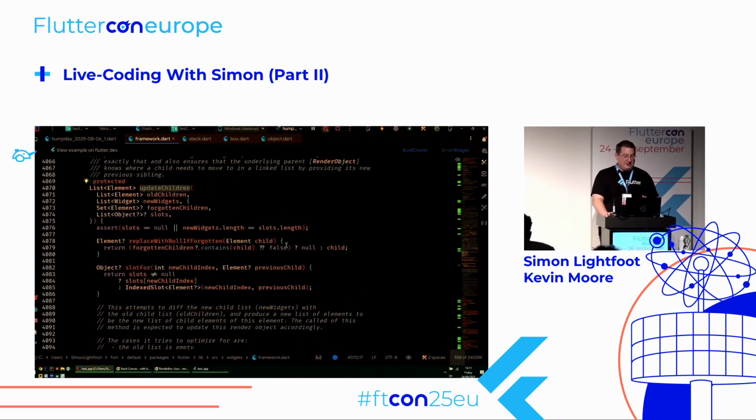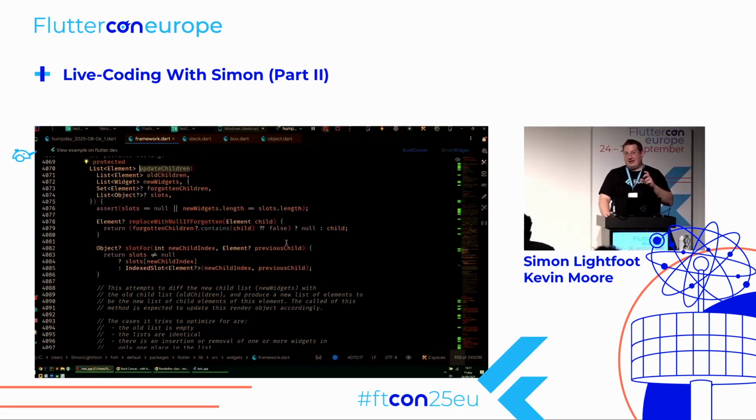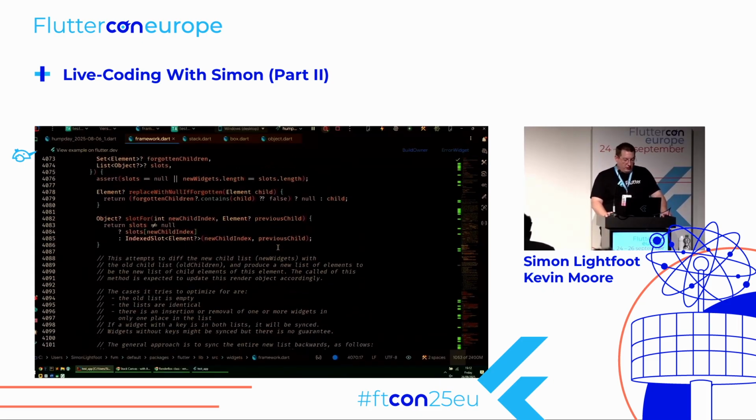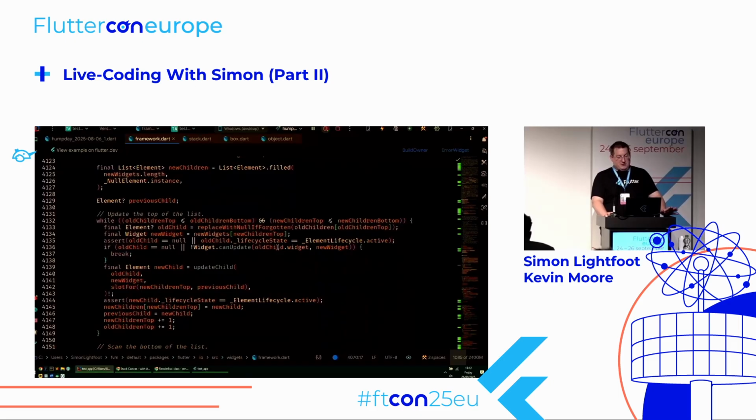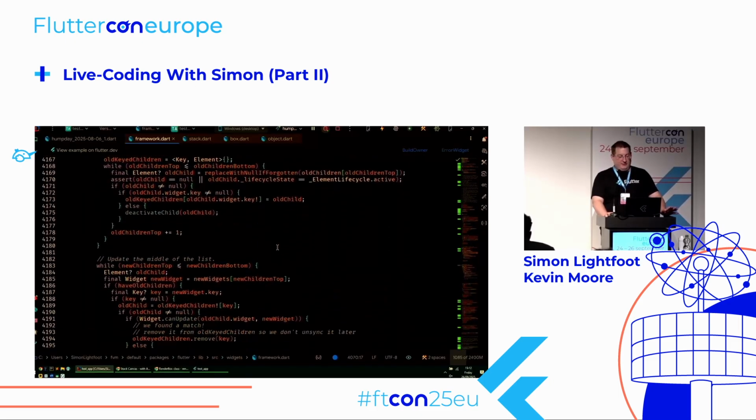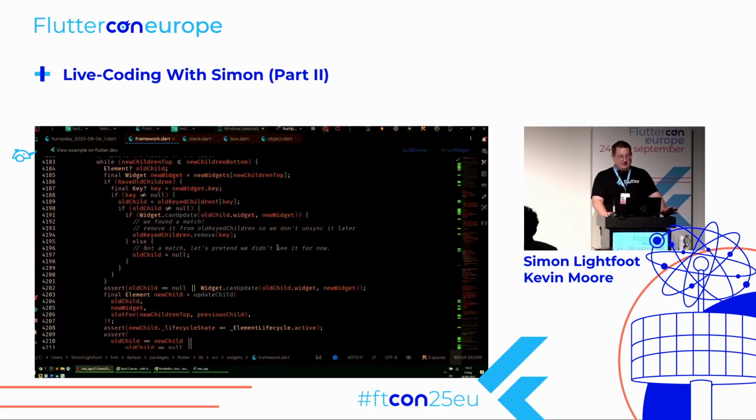I did speak about this earlier, about how keys work, but this is literally where keys are evaluated. This is the bit that actually works out what classes should be, what instances should be removed, what instances should be added, and then the whole slot algorithm. So I'm not going to go through this, but you can see this is a beast of a really complex algorithm about how it actually does the diffing.